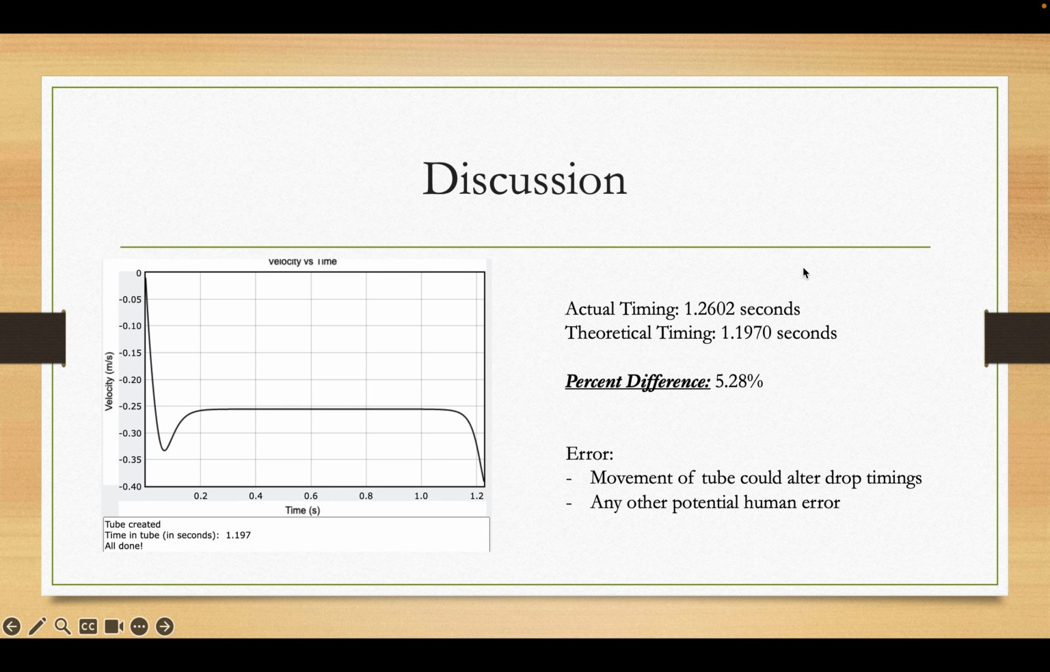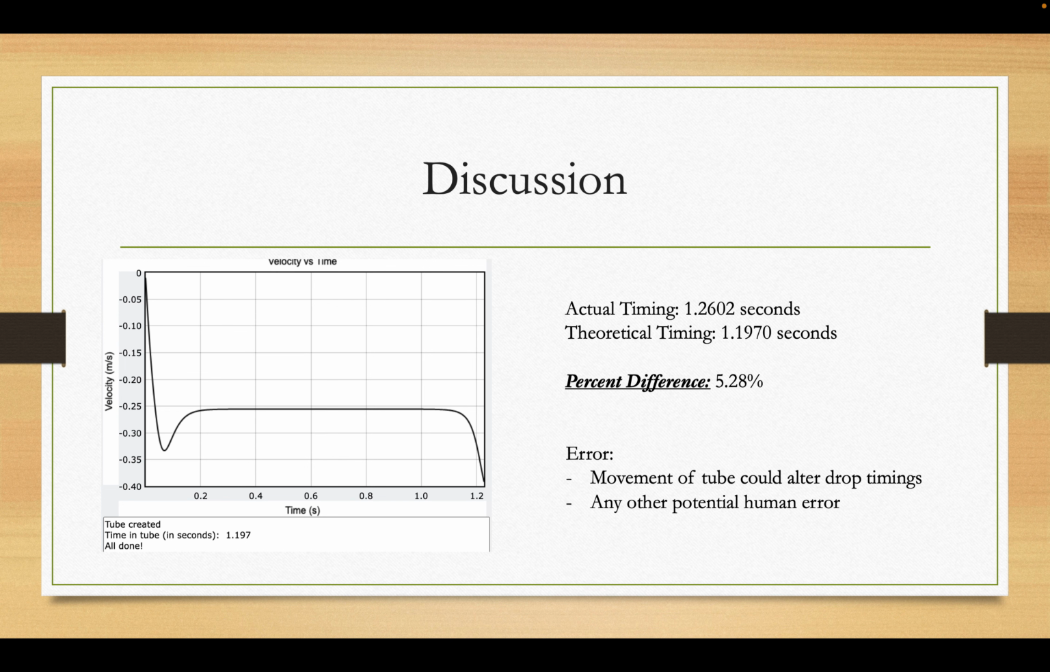Moving on to the discussion, this was the graph that our computational process outputted. It's a velocity versus time graph, and we can see that the magnet was falling with increasing speed, but then evens out to a steady speed, and then eventually falls out of the tube. We got the time from the computational being 1.197 seconds, and our actual timing from our experimental data, the average from the 5 trials, was 1.26 seconds. I calculated the percent difference for this, and that would be about 5.28%.